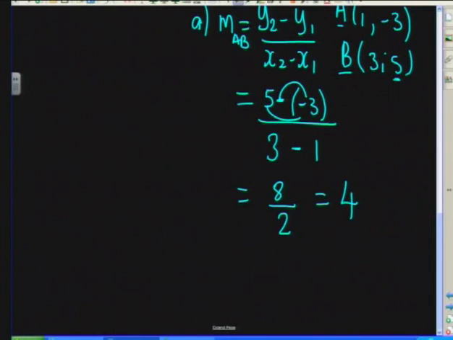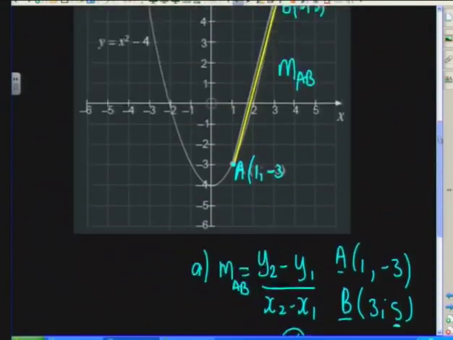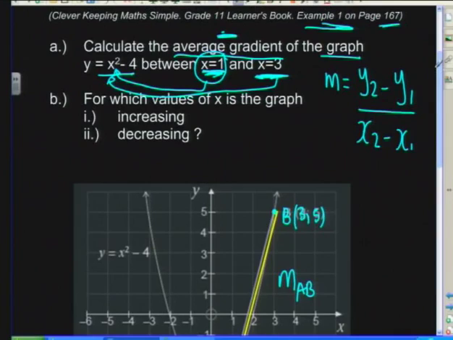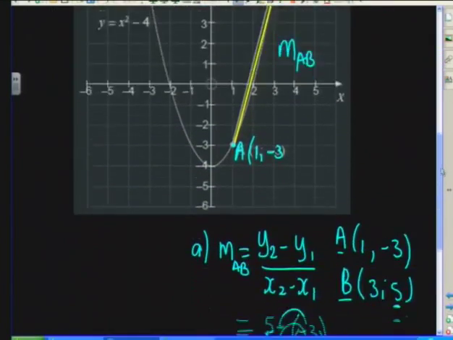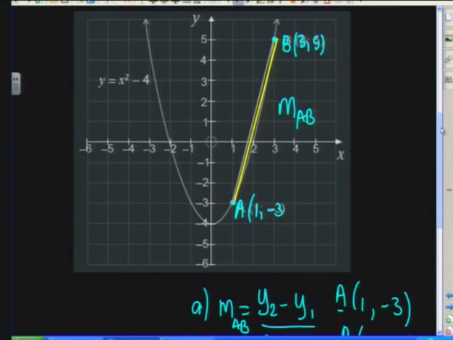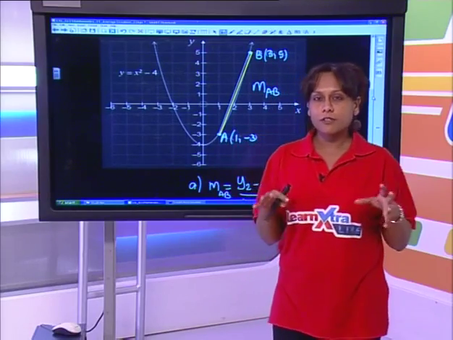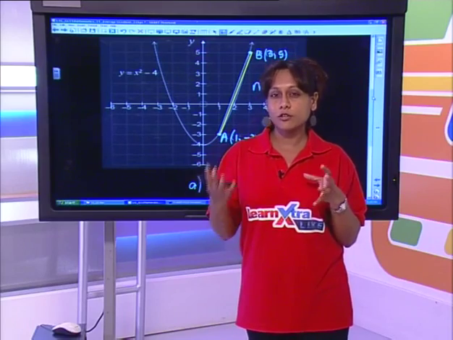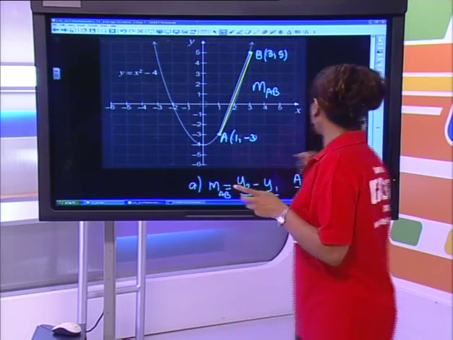4. All right, so therefore, the average gradient, we're answering the question, the average gradient of the graph between 1 and 3 is 4. It's what we've worked out there. And remember, that's the gradient of the straight line AB. We're going to look at the next part of this, which is also a very important concept. It also comes in a lot when you're doing graph interpretation.